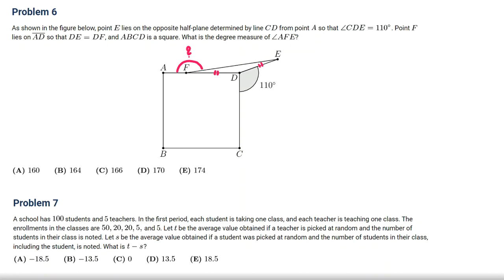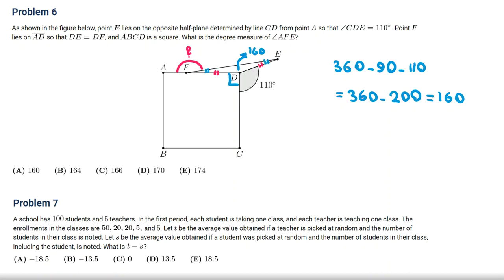Now, let's see. We know this part is 90 degrees. It is 110. So if I want to find this angle, it will be 360 minus 90 minus 110. So it will be 360 minus 200, which will be 160. So this part will be 160. Now we want to find this angle and this angle, because FDE is an isosceles triangle.